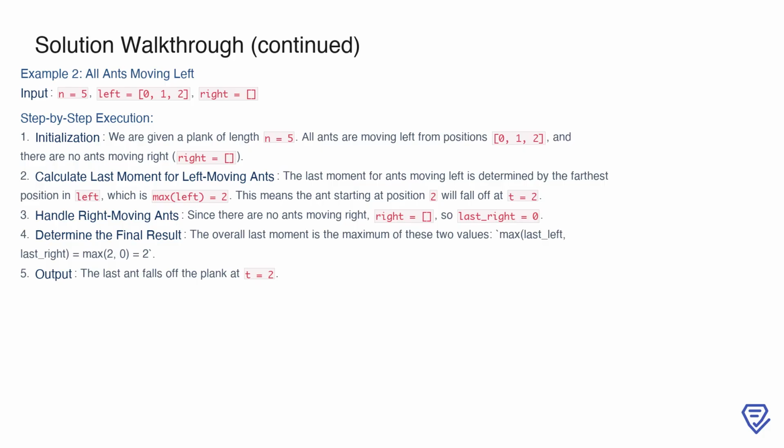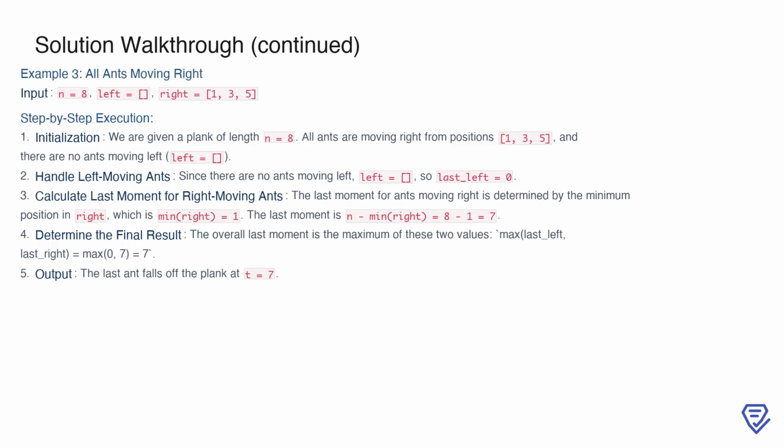Here, we have a plank of length 5, with all ants moving left. The left array contains positions 0, 1, and 2, while the right array is empty since no ants are moving right. For the left-moving ants, the last moment is determined by the farthest position to the left, which is 2. This means the ant starting at position 2 will take 2 seconds to fall off. Since there are no ants moving to the right, the last moment for right-moving ants is 0. The overall last moment is the maximum of these two values, max(2, 0) equals 2. Thus, the last ant will fall off the plank at time 2.